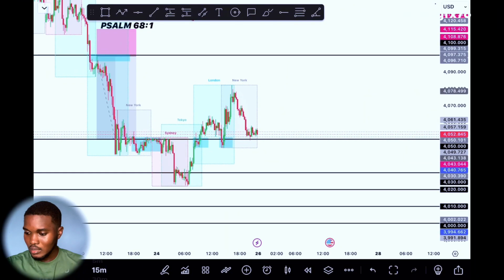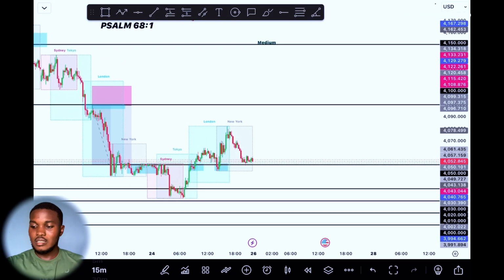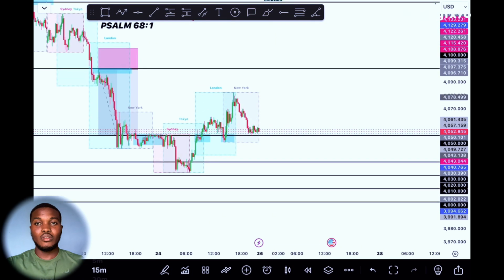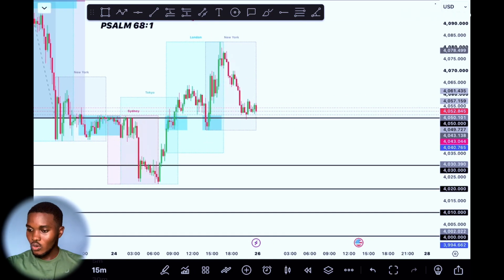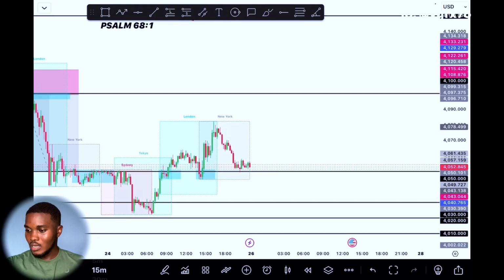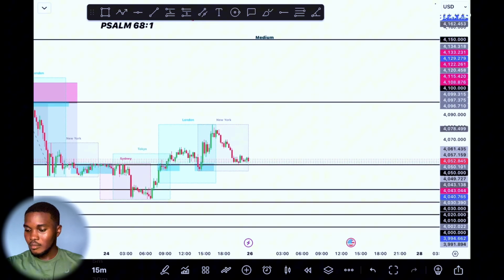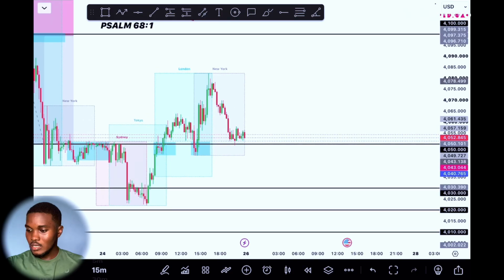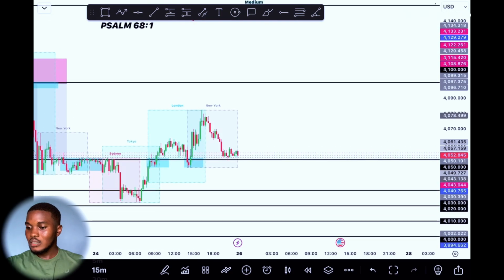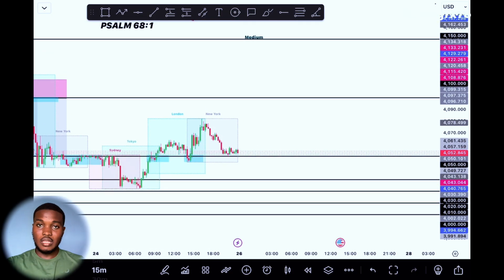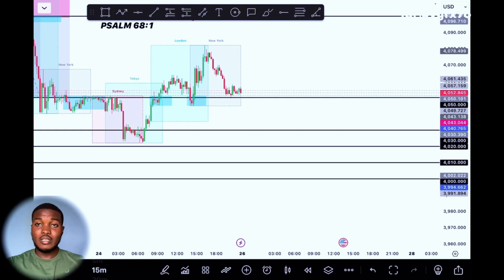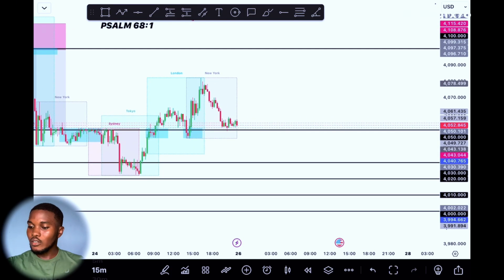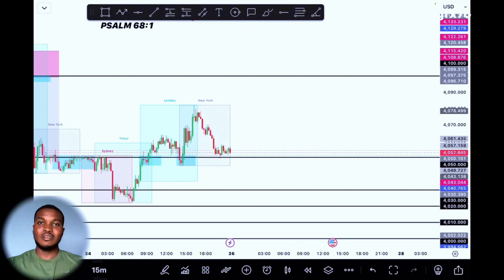I hope you can see it. So this is how to plot your psych levels on gold. On gold, we have the medium, the major, and then the minor, right? So when you come to your charts, that's what you do. Remember, the major ones are 1000 pips apart or 100 points apart. Your medium ones are 500 pips, which is 50 points, and then your minor ones are 100 pips or 10 points on gold.